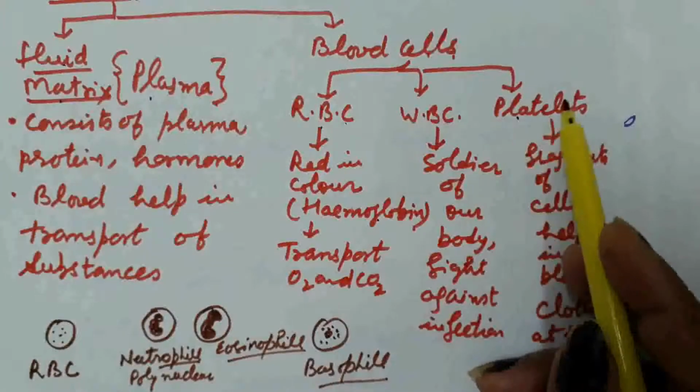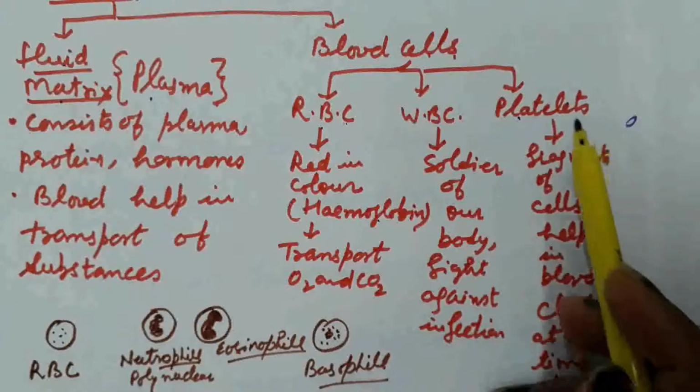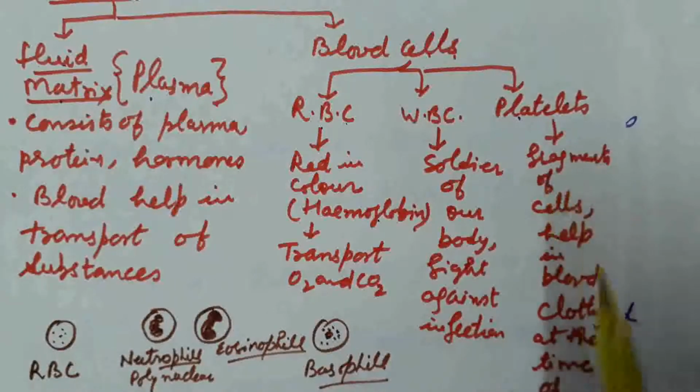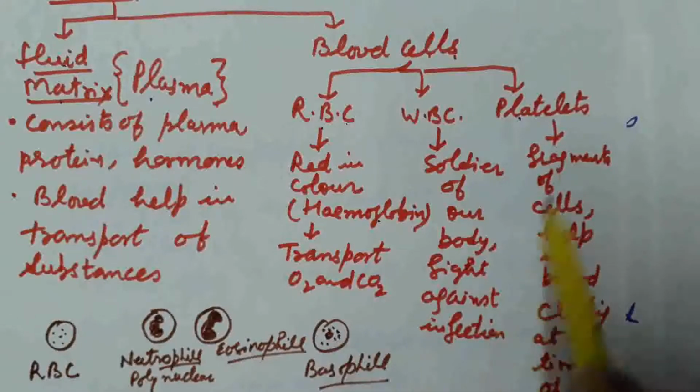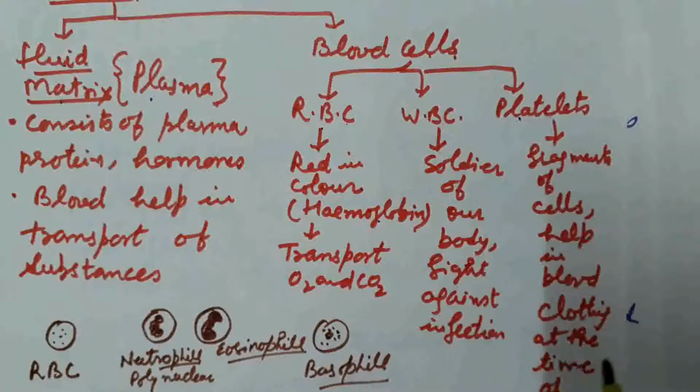The third type of cells are the platelets. Actually these are not cells. These are fragments of megakaryocyte cells. Platelets are fragments of megakaryocyte cells which help in blood clotting at the time of injury.